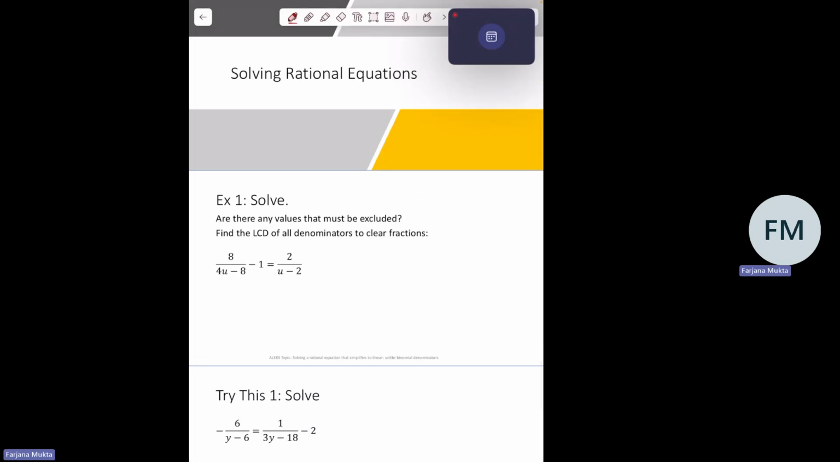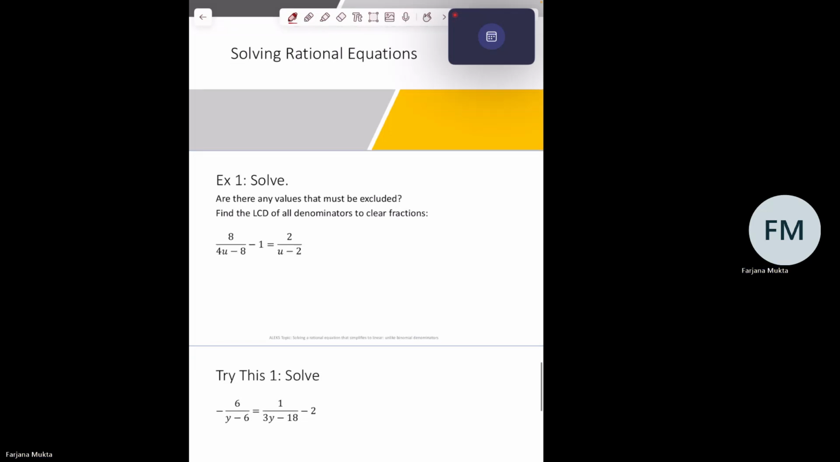So let's start from this section from our module, rational expression. We started talking about solving rational equations in our last class, and we actually started the first example, but we'll start again from the first example. Okay.